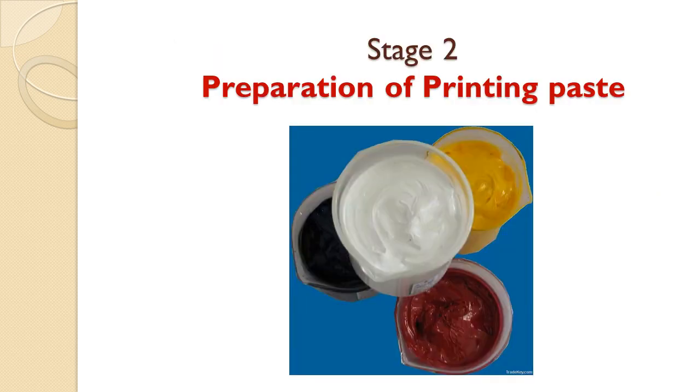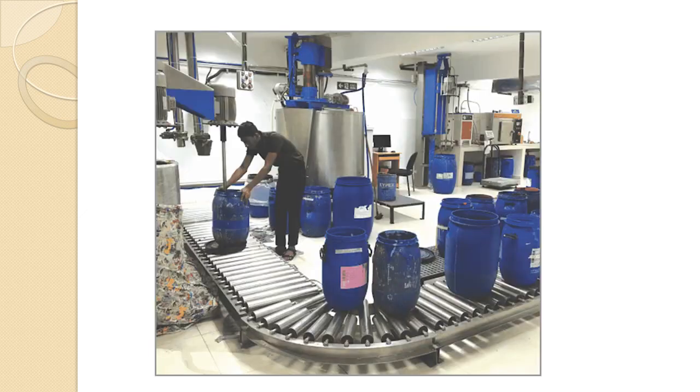The second stage in the case of printing the fabric is preparation of the printing paste. Now preparation of the printing paste is also important because if the paste is not homogeneous we cannot have uniformity in color application. So here you are observing the image of a color kitchen.